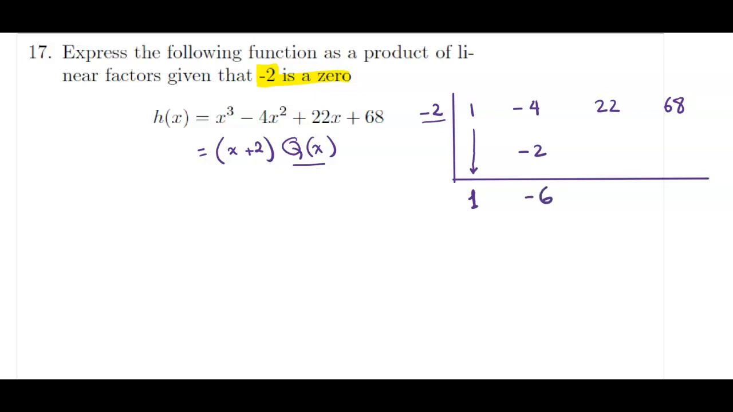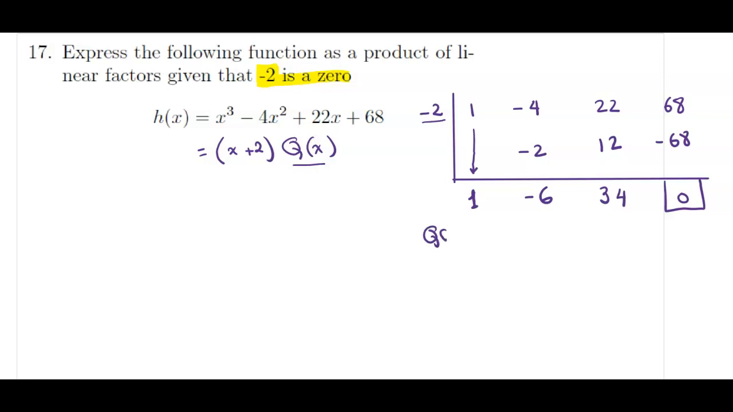And you do the process again one more time. Minus 6 times minus 2 is going to be 12. Alright, 22 plus 12 is going to be 34. 34 times minus 2 is going to be minus 68. Minus 68 plus 68 is going to give you 0. And this is supposed to be your remainder.